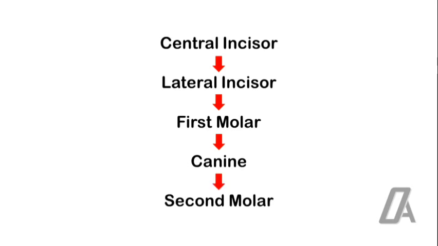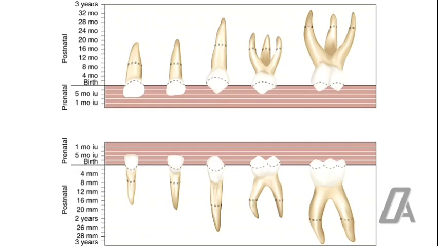Next, let's look at the chronology of eruption, the average ages when each tooth appears. The lower central incisor erupts at around 7 months, the upper central incisor at 9 months, lateral incisors at 11 months, first molars at 15 months, canines at 18 months, and finally, the second molars erupt around 26 months. This eruption timeline is an important guide for tracking normal development and identifying any deviations early on.